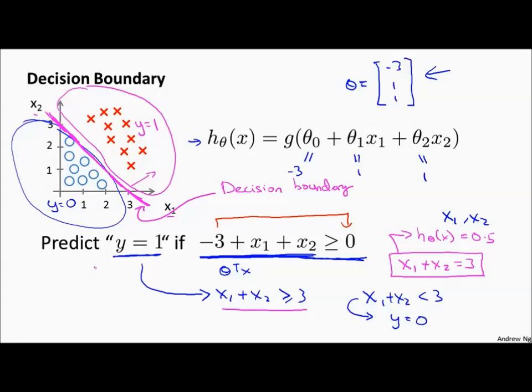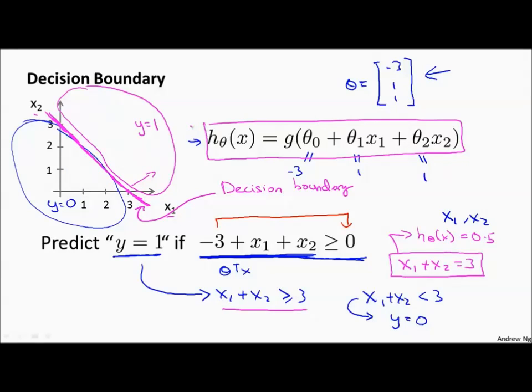And just to be clear, the decision boundary is a property of the hypothesis, including the parameters theta 0, theta 1, theta 2. And in the figure, I drew a training set, a data set, in order to help the visualization. But even if we take away the data set, this decision boundary and the region where we predict y equals 1 versus y equals 0, that's a property of the hypothesis and of the parameters of the hypothesis, and not a property of the data set.